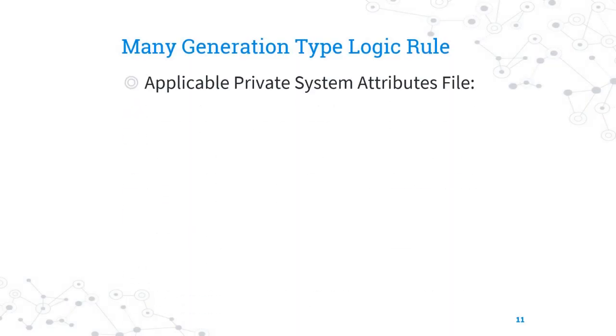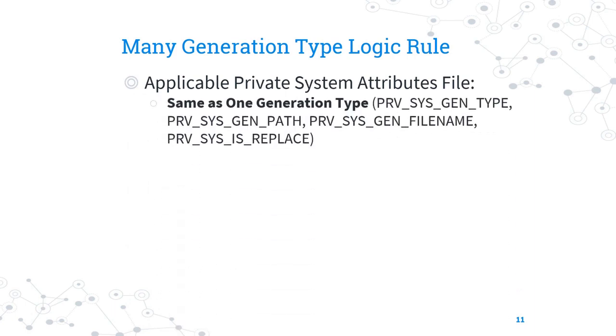The private system attributes applicable for this many generation type will be the same as for the one generation type. They include PRV_SYS_GEN_TYPE, and then PRV_SYS_GEN_TYPE, and then PRV_SYS_GEN_FILE_NAME, and also PRV_SYS_IS_REPLACE.